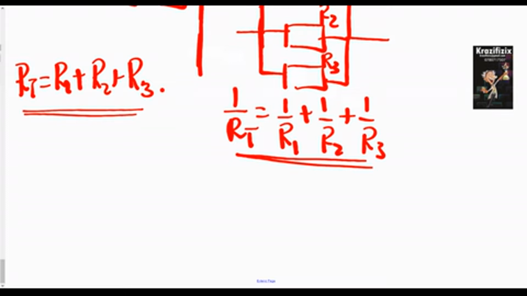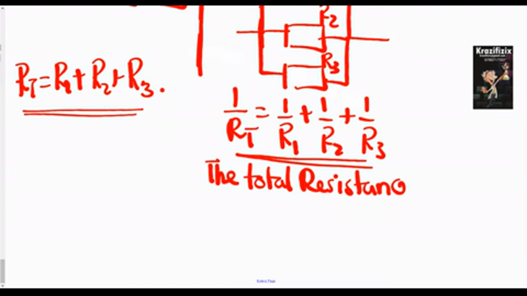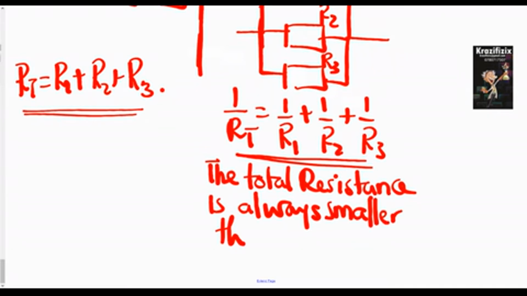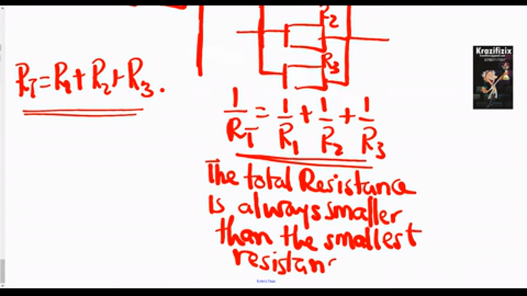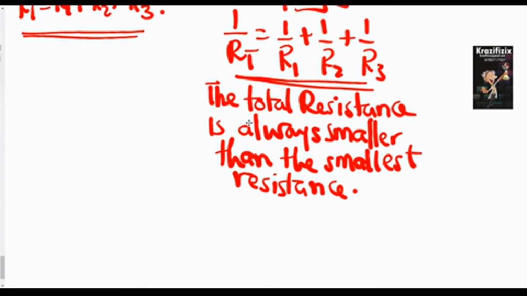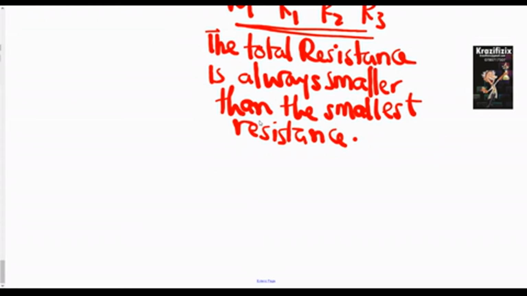Now, what we need to know is this: in a parallel connection, and this is a very good point, the total resistance, I'll show this in a calculation, is always smaller than the smallest resistance. Always smaller than the smallest resistance. What we mean is, if we calculate our RT in a parallel, our value must be smaller than the smallest resistor. You can try that.